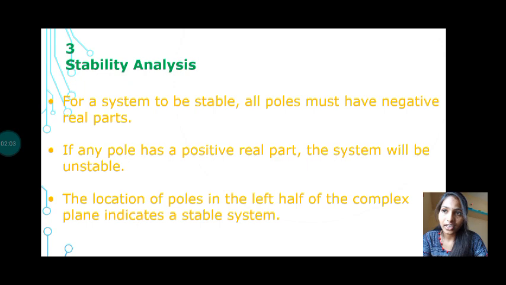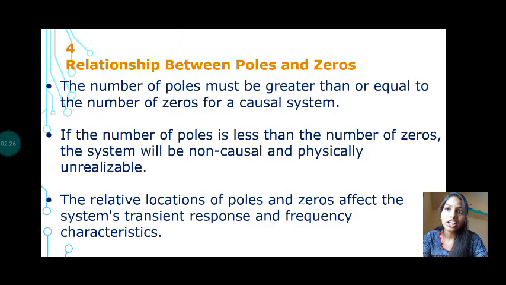Stability analysis. For a system to be stable, all poles must have negative real parts. If any pole has a positive real part, the system will be unstable. The location of poles in the left half of the complex plane indicates a stable system.